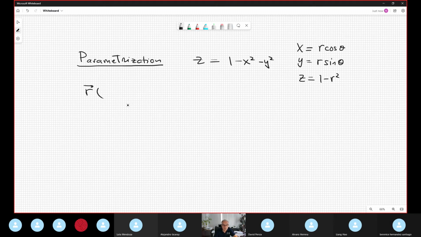Then you have a vector value function depending on two parameters, which are r and theta, or u and v, whatever you want to call it. The name is not important. Okay, the first component is r cosine theta. The second component is r sine theta. And the third component, the z component, is 1 minus r squared. Boom.